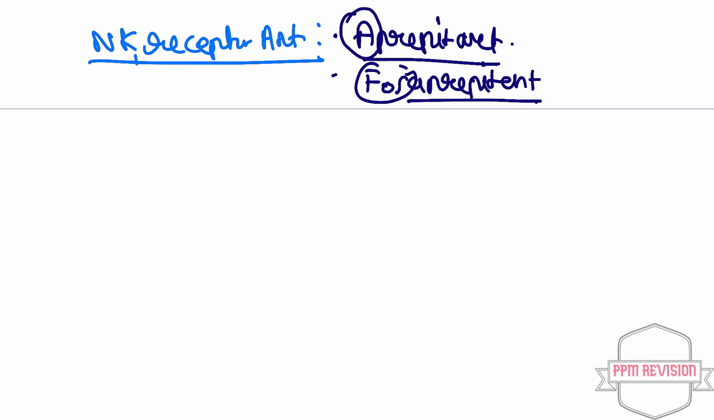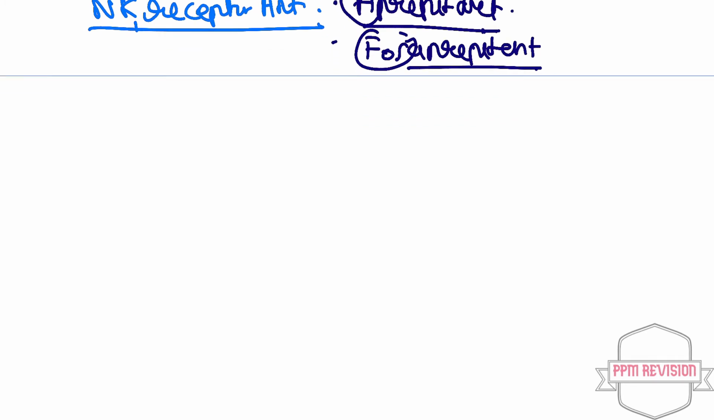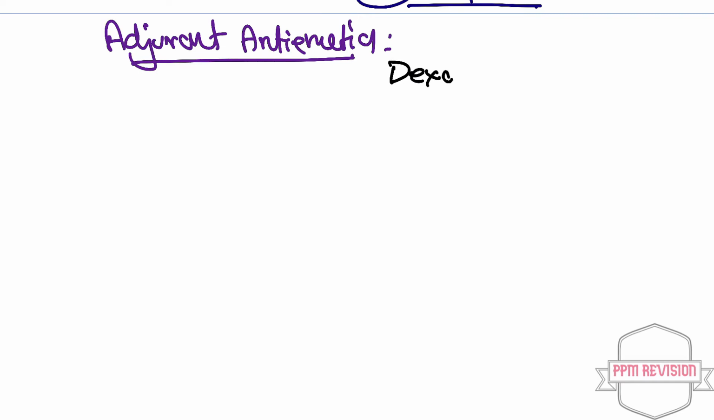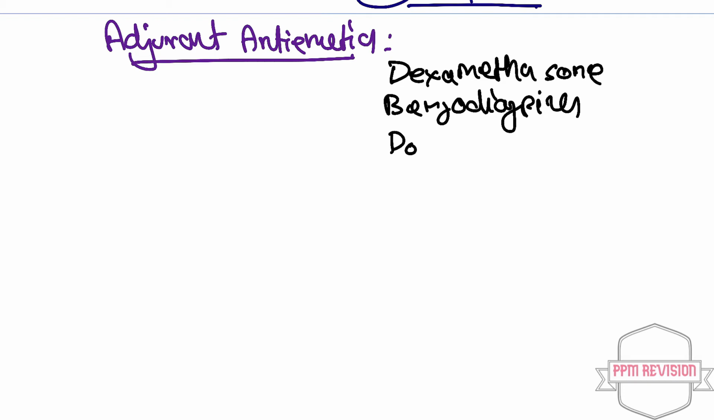This is optional, we can just note it for information. Under adjuvant antiemetics, it includes dexamethasone, there is also benzodiazepine, there is dronabinol, as well as nabilone.